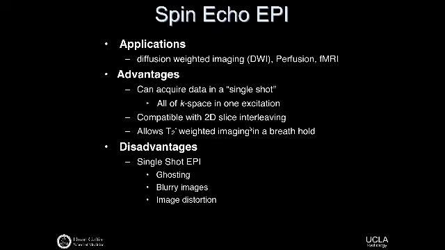You'll see this 2D slice interleaving approach in just a second. This will give you heavily T2 star weighted imaging, right? Those echoes are decaying pretty quickly as a function of T2 star. And so maybe that's what you want, or in fact, maybe that's a disadvantage if you don't want T2 star weighting. There are some disadvantages, so-called single shot EPI. So the spin echo with a full EPI train to get all lines of K-space.